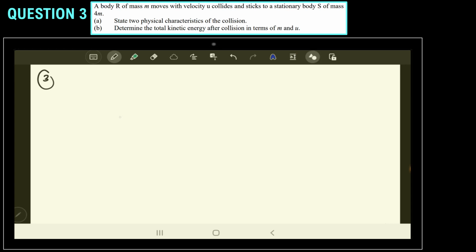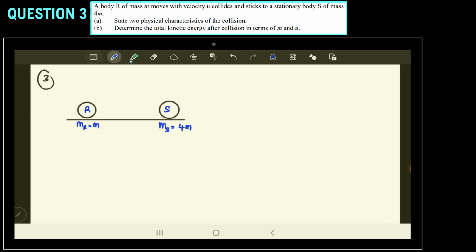Okay, so this is the floor, for example, and then we have an object here. So this is the object. So I put as R, and this is the second object, and this is S. Okay, nampak S tu lagi besar because the mass is 4 times M. Okay, so the mass of R is M, and the mass of S is 4M. So this is S and this is R.